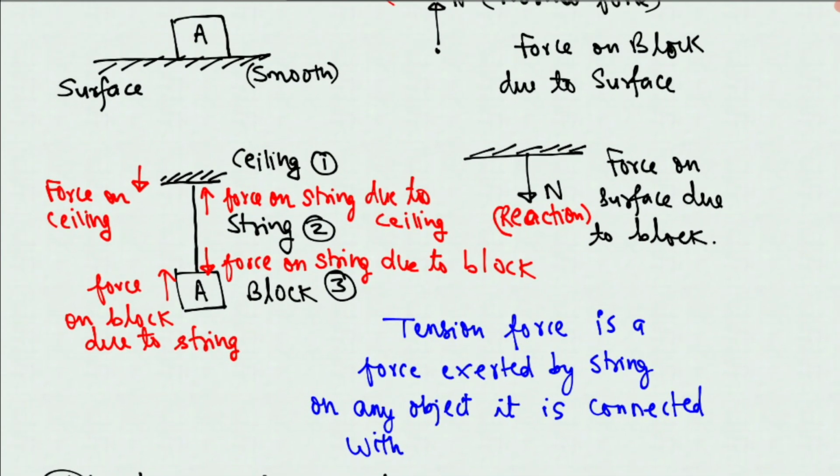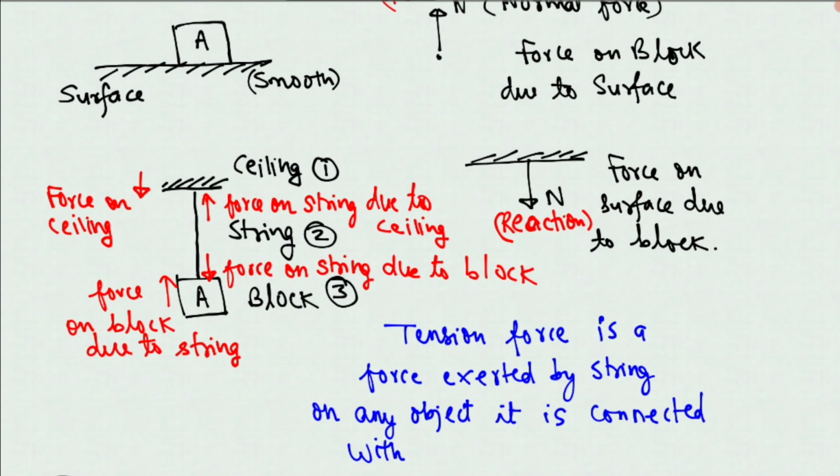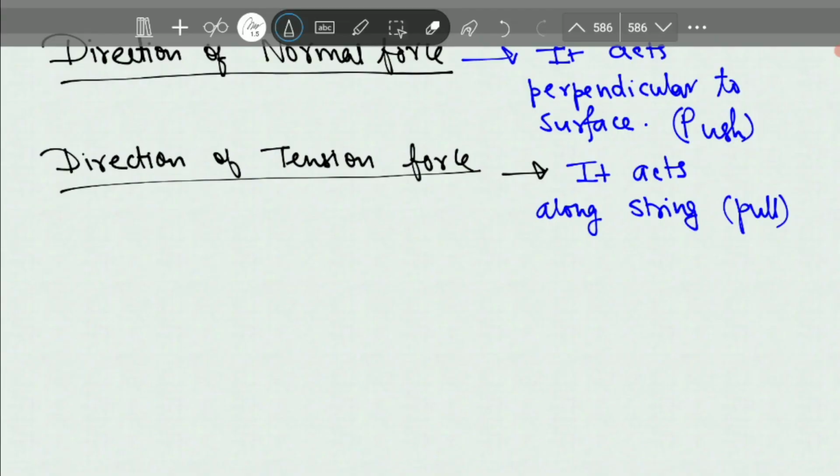So as we have seen, when the string is connected with a block, the string is pulling the block upward because the string is vertical. Let's draw a few more diagrams.